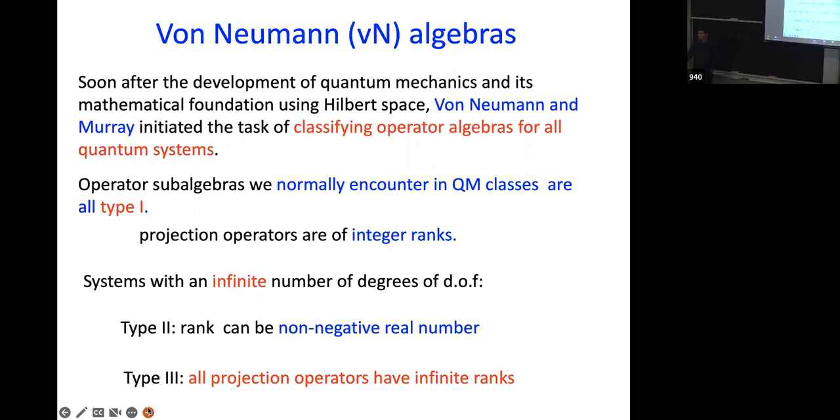Why are projection operators a particularly useful object to classify on? There's a very good physical reason we like to have them. For any Hermitian operator, you can do a spectral decomposition. When you do the spectral decomposition, essentially you can write that operator as a superposition of projection operators onto each range of the spectrum. And if you understand the projection operators, then you understand all.